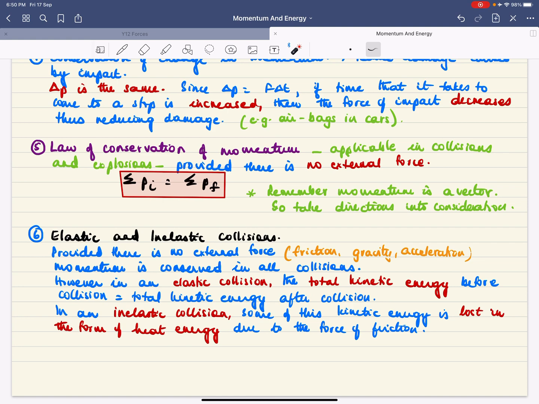However, in most cases, some energy is lost in the form of heat because of the force of friction. And so the total kinetic energy at the start will be different from the total kinetic energy at the end. However, you need to understand that the total energy stays the same. It's only that some of the kinetic energy has been changed to a different form.